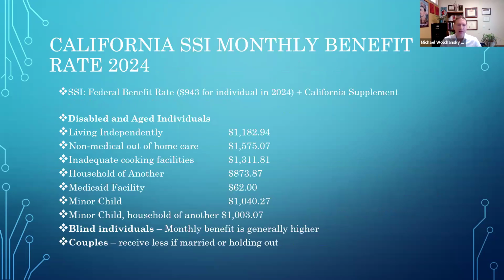And then here are the California rates. Here are the rates. If you're living independently, it's 1182. Y'all can see the different amounts. The federal benefit rate is 943, but we also have that California supplement.